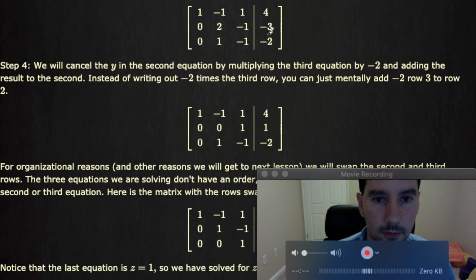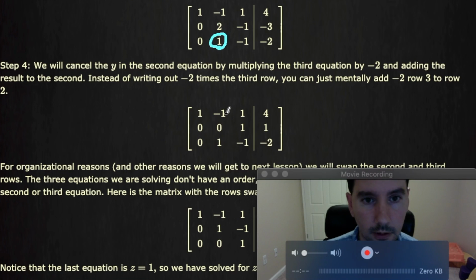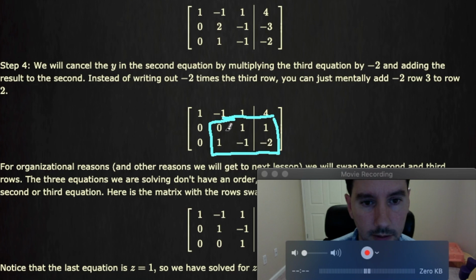So let's take negative 2 times row 3. That would be 1 times negative 2 is negative 2, plus positive 2 gives us 0. So that's how this becomes a 0. And then negative 2 times negative 1 is positive 2. Positive 2 plus minus 1 is positive 1. So we get positive 1. And then negative 2 times negative 2 is positive 4. 4 plus minus 3 is just a positive 1, so we get positive 1. Okay, so now we have these two equations, and we've eliminated the y from the second equation.